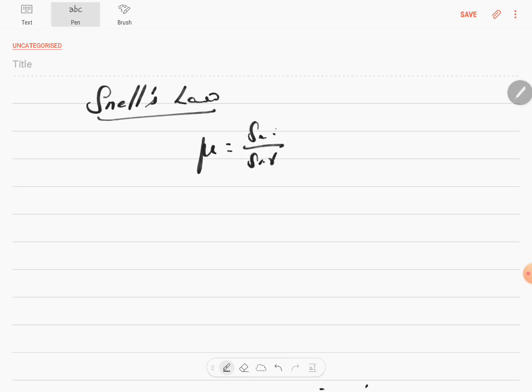Refractive index, that is when the light ray is entering from a rarer into a denser medium, we say mu is equal to sin I by sin R, where refractive index is always of the denser medium with regard to the rarer medium. So mu is equal to sin I by sin R. You should also know that the same refractive index can also be written as velocity of light in vacuum by velocity of light in the medium.